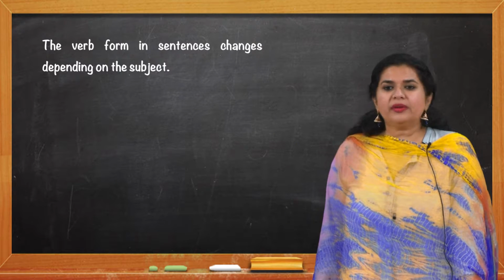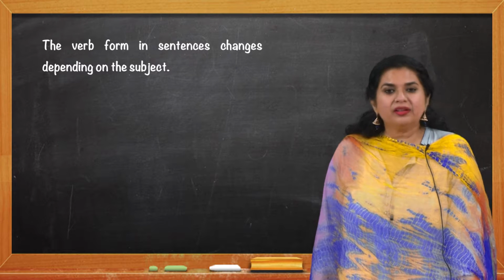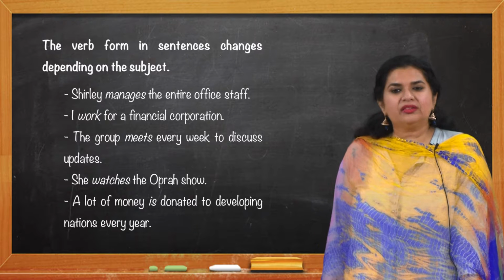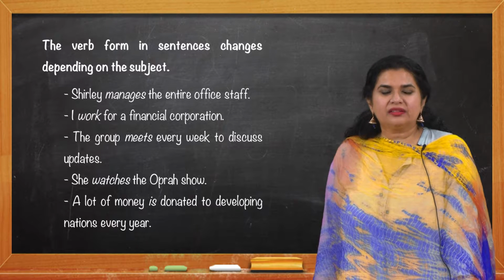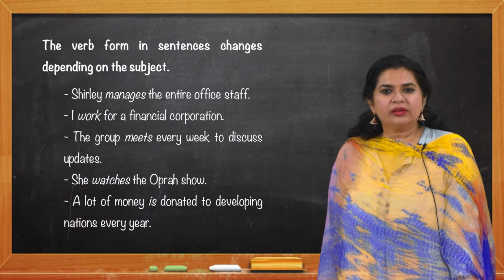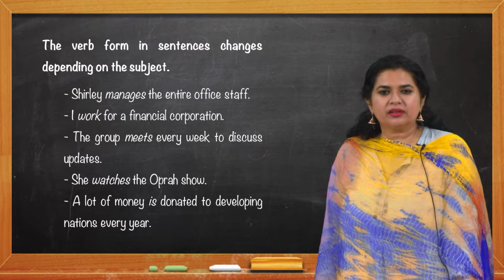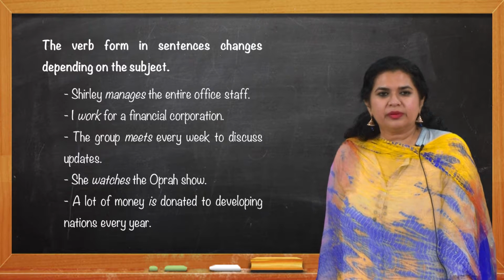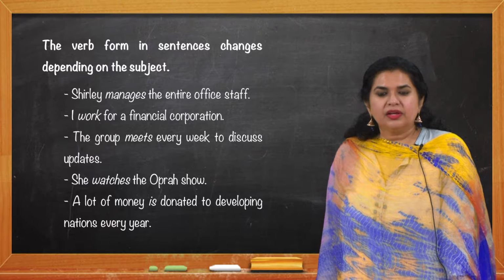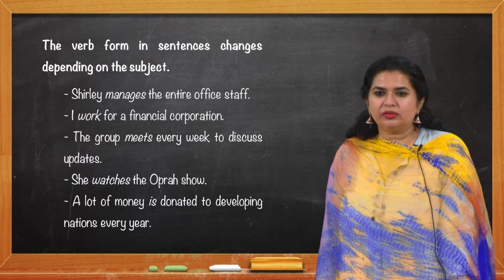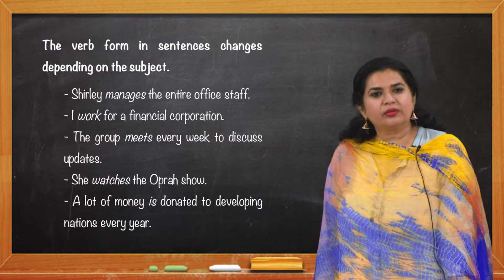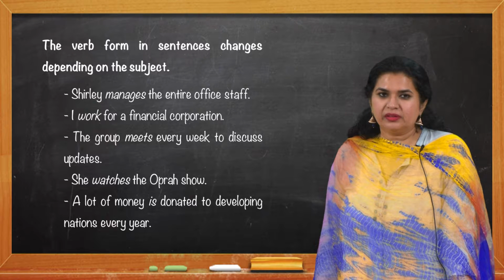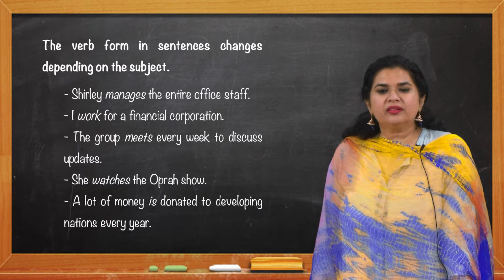Now, the verb form in sentences changes depending on the subject. Look at the examples. Shirley manages the entire office staff. Shirley is singular and the regular verb manages is also singular. I work for a financial corporation, singular, first person and singular verb. The group meets every week to discuss updates. Just because it is a group does not mean that you have to use the plural form of the verb. She watches the Oprah show.